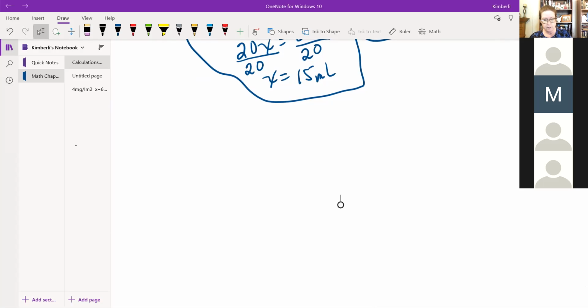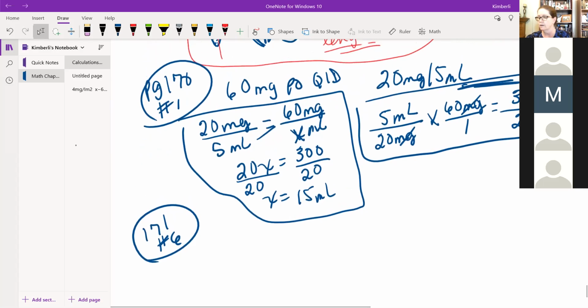Okay, so let's look at number 6 on page 171. It says prescribed fluoxetine oral solution 10 milligrams. Even though on page 170, number 1, it says 4 times a day, we're not calculating how much they're going to need in a day or in a month. We're calculating 1 dose, because the question is what volume of medication is needed per dose.